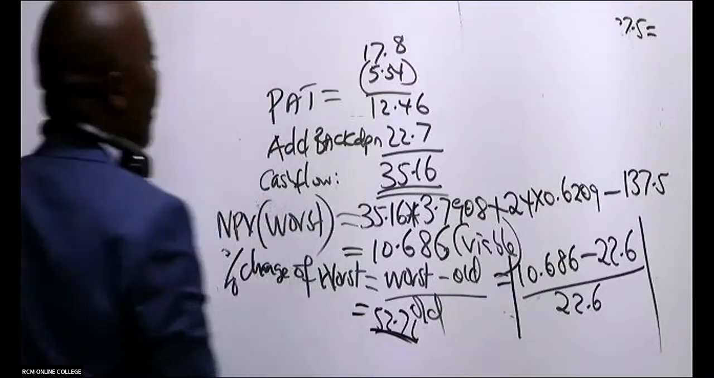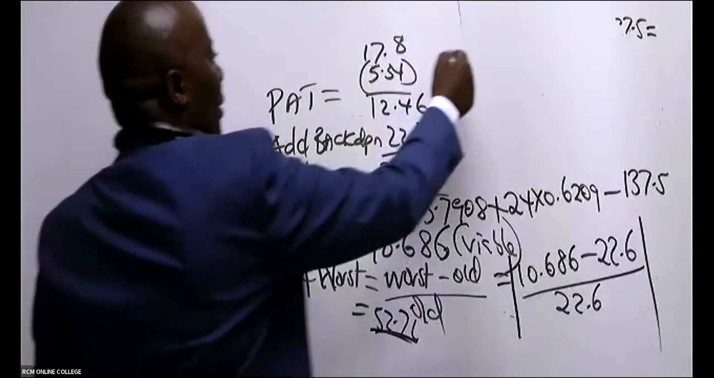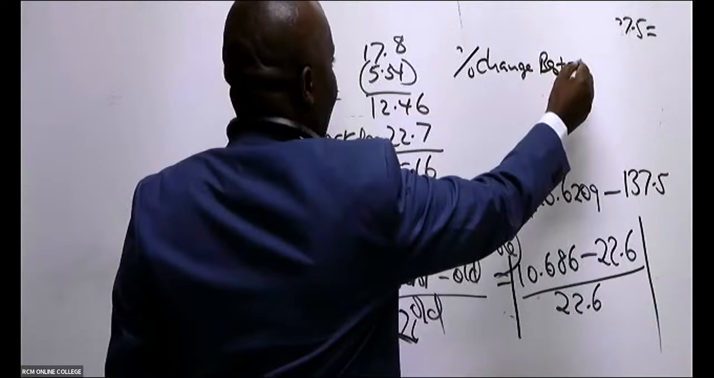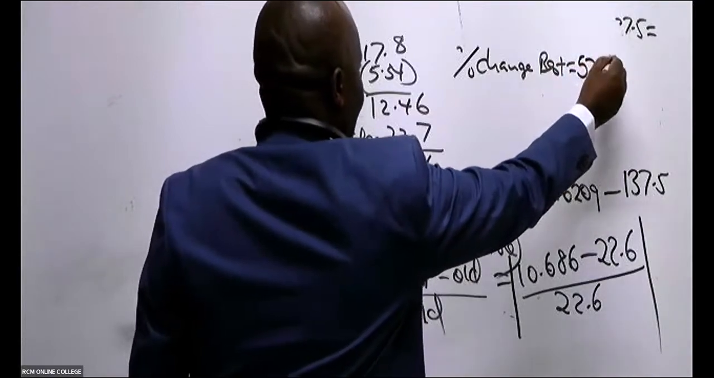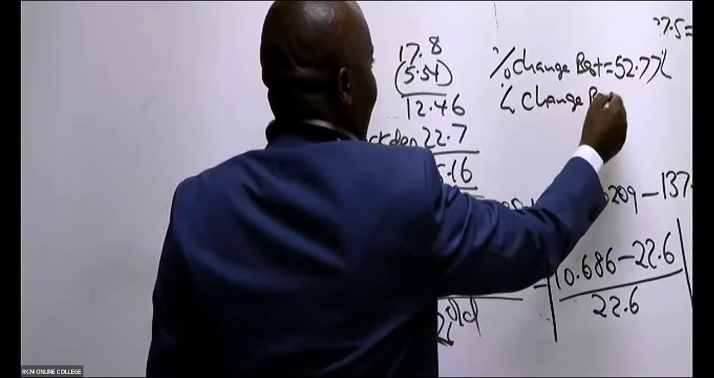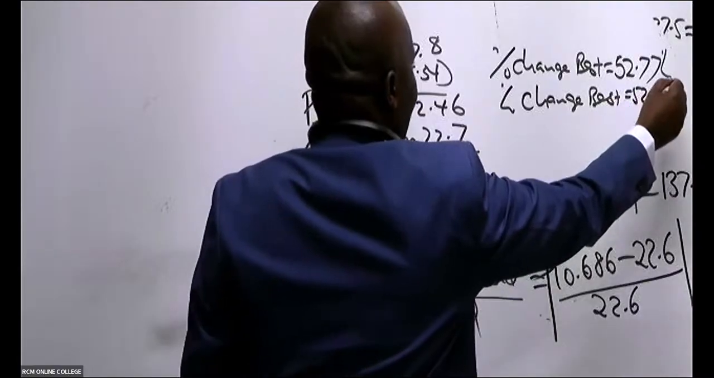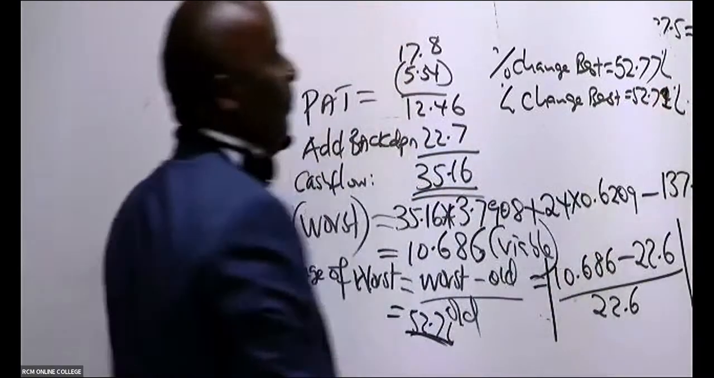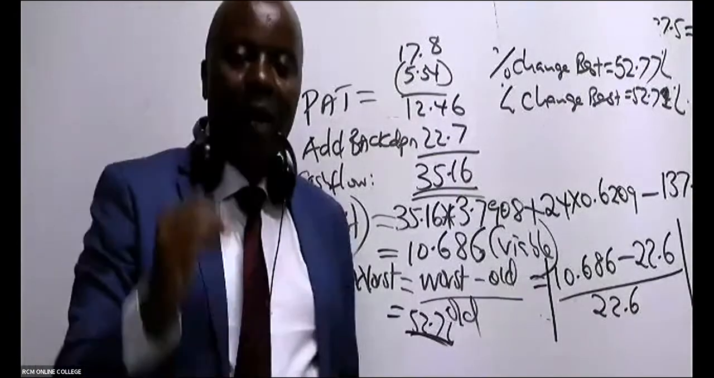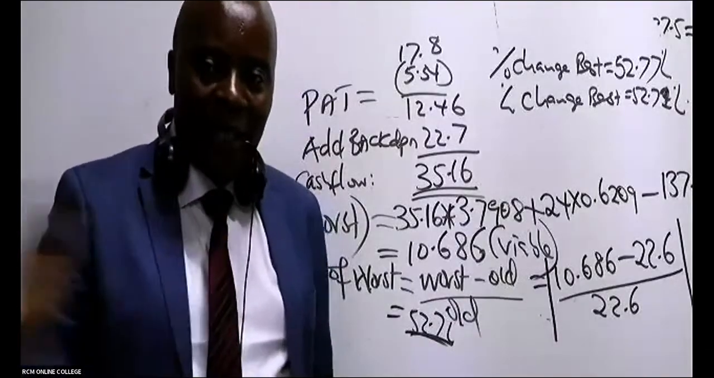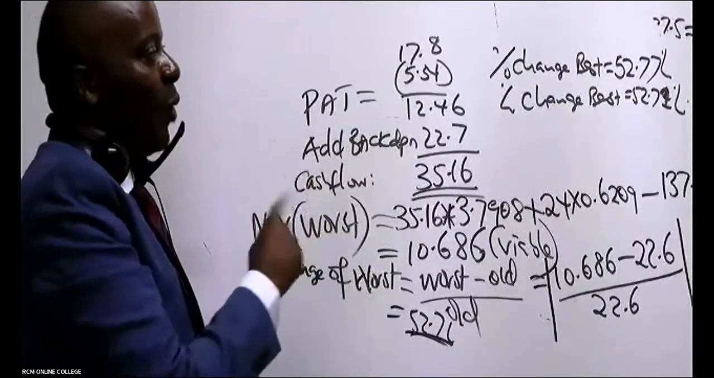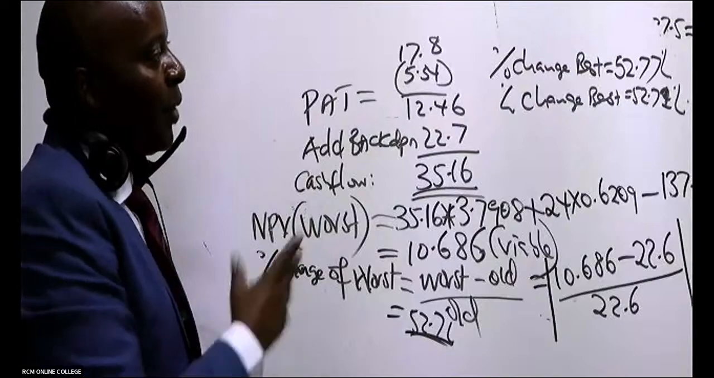So could you kindly remind me, ladies and gentlemen, what was the percentage change for best? Best, it was 52.77. How about the percentage change for worst? 52.71%. So remember, normally we look at the risk whenever the worst is bigger. When you spring towards the worst, that's when we say it's risky. So this one is kind of balancing.